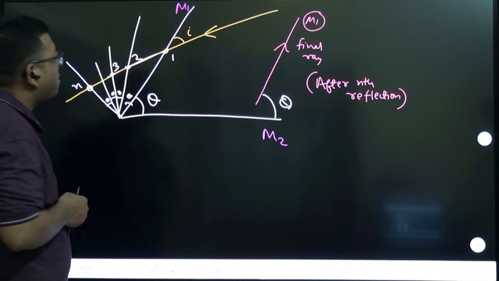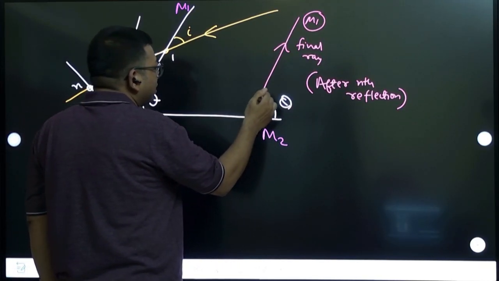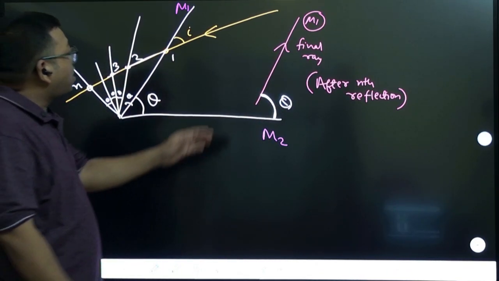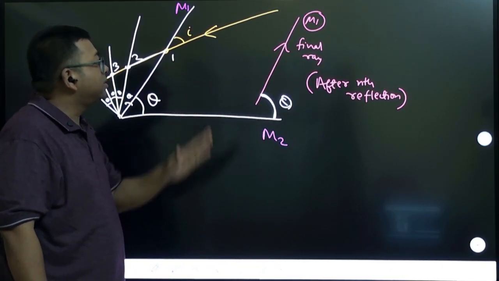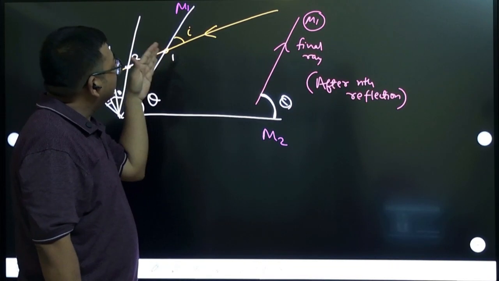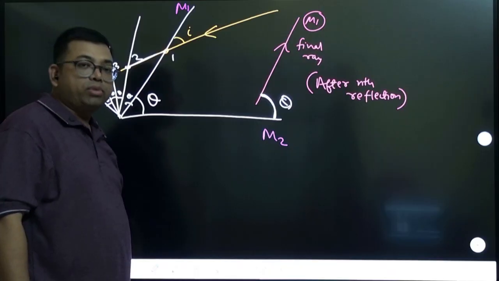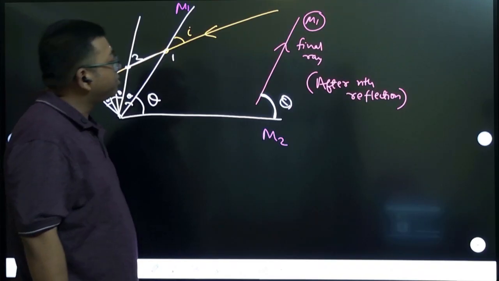If you see the glance angle, of course, this is the glance angle only, right? This angle is nothing but the glance angle, isn't it? So with the second mirror, that angle theta is the glance angle. With the first mirror, it makes angle 0 degree or 180 degree, because it is going to be parallel to the first mirror. With the second mirror, it will be making angle theta.